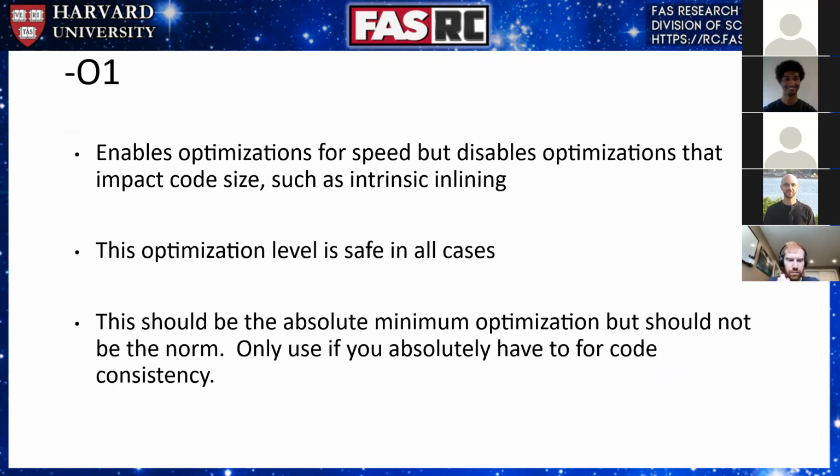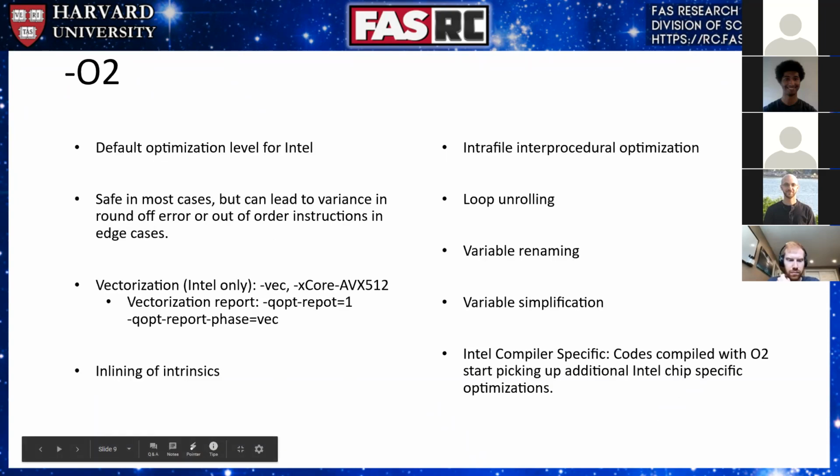O1 should be considered the absolute minimum optimization and should not be the norm you use. If you have to use it for the sake of code consistency, do it. But if not, you should probably never use O1 as an optimization level unless you absolutely have to. So that's O1. O2 is the default optimization level for Intel.